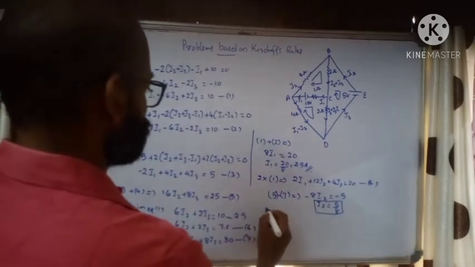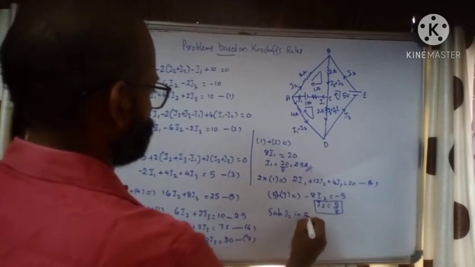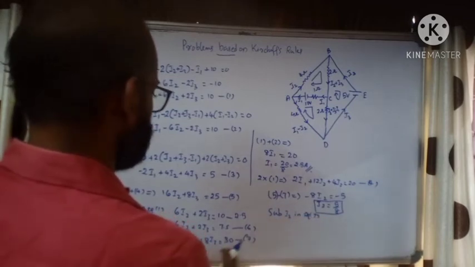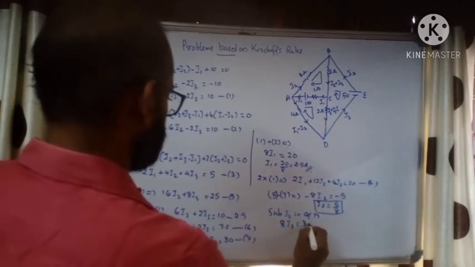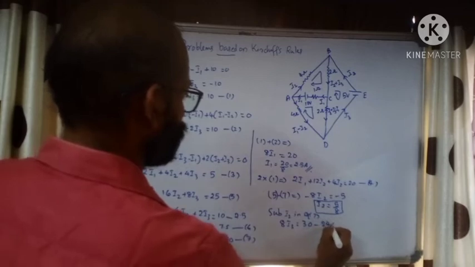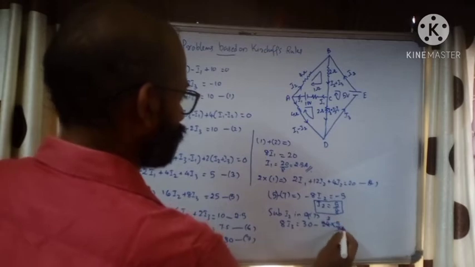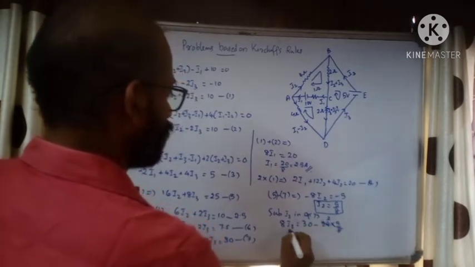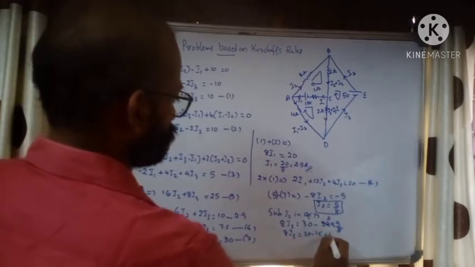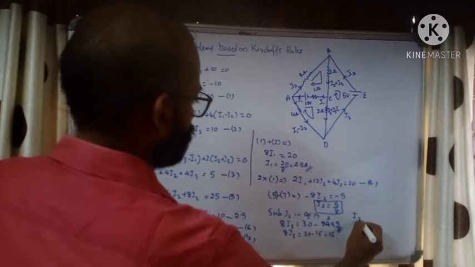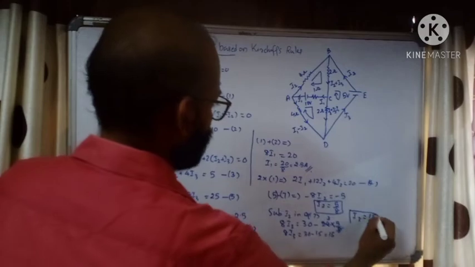Substitute I2 in equation number 7. What will you get? We need to get I3. 8I3 is equal to 30 minus 24I2. 24 into what is I2? It is 5 by 8. You will get 3 into 5, 15. 8I3 is equal to 30 minus 15, that is 15. So what is I3? I3 is equal to 15 by 8 amperes. Okay, this is the value of I3.